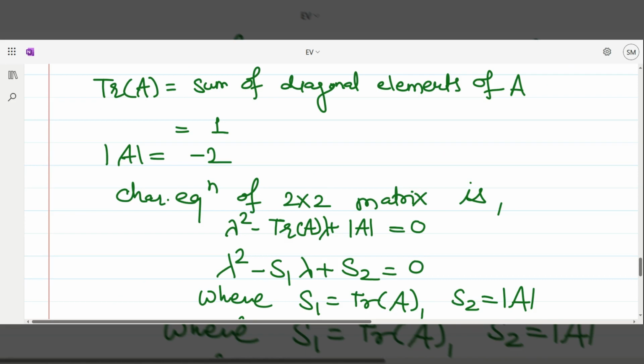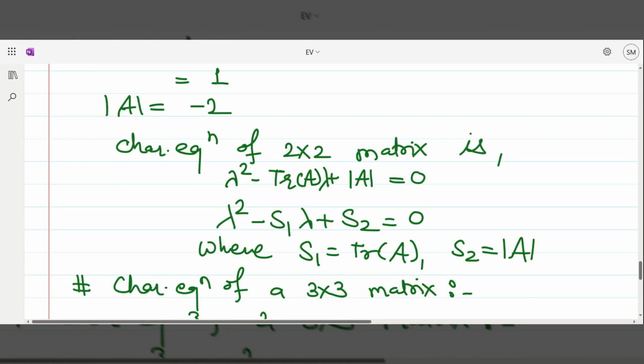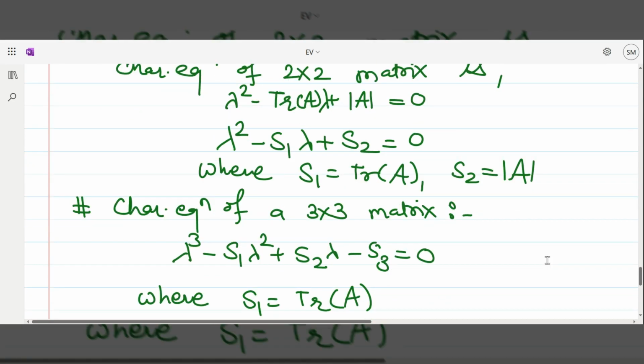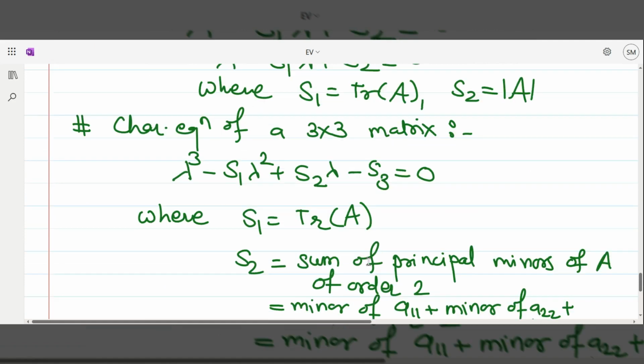If we generalize this formula to 3 by 3 matrices, the characteristic equation is given by lambda cube minus s1 lambda square plus s2 lambda minus s3 equal to 0. So let us understand what those s1, s2, s3 are. In this case, s1 is again the trace of the matrix, which is the sum of diagonal elements of A, and now s2 is the sum of principal minors of A of order 2.